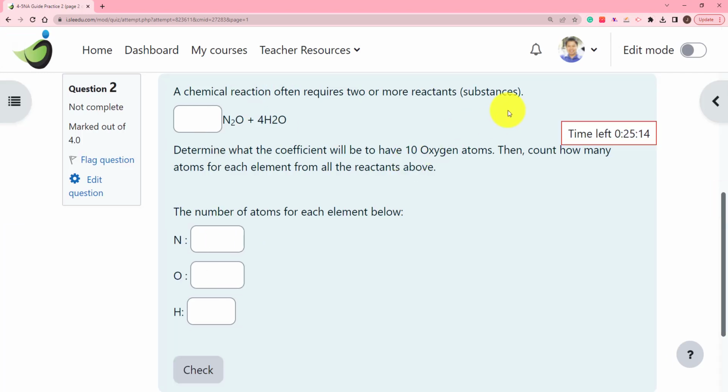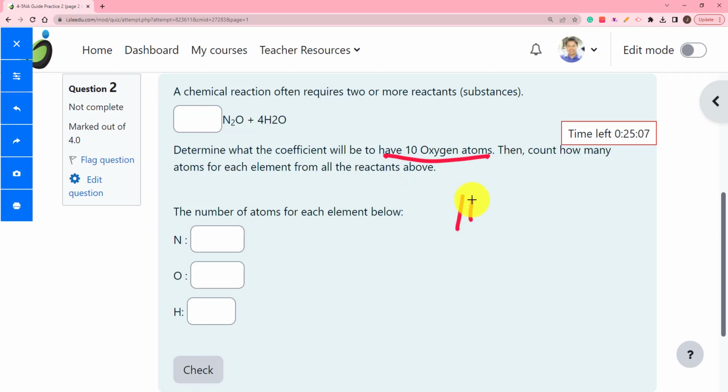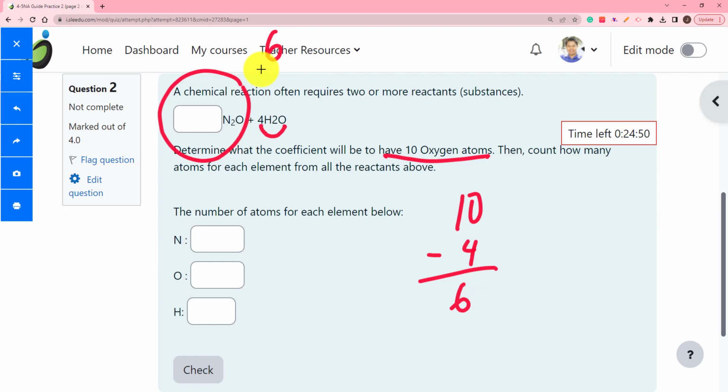Okay? So let's look at number 2 right here. In number 2, we have 10 oxygen atoms right there. Now, again, it's coming from both of them. So here, we cannot really start here because we don't know exactly what the coefficient is going to be. Here we have 4 times 1, that's 4. So 10 minus 4 gives you 6. So that means over here must have a total of 6, right? So here we have 1. 1 times what number will give us 6? And of course the answer is 6 right there.